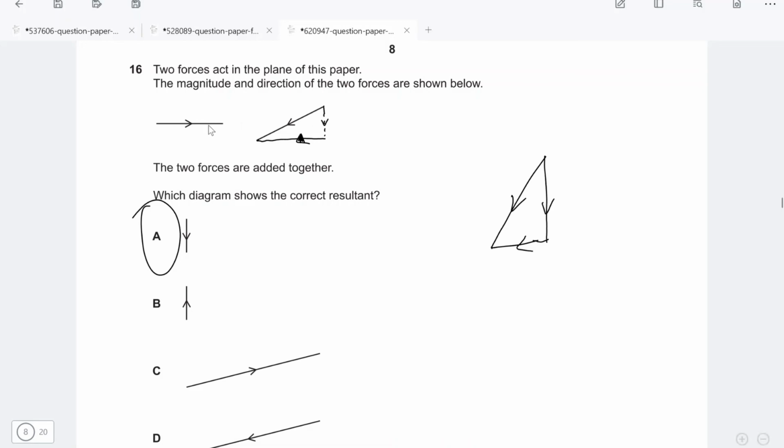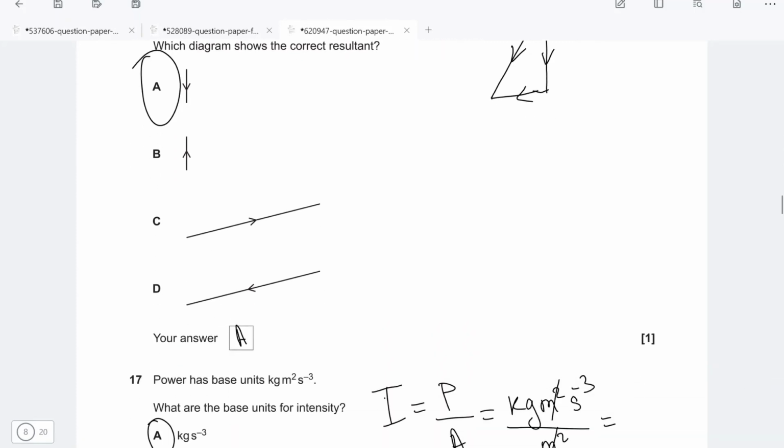Now the component here on the left and the component here on the right are going in opposite directions. So if this vector meets this vector, they're going to cancel out, and the only vector that you're going to have remaining is this vertical one going straight down. Therefore the correct answer is A.